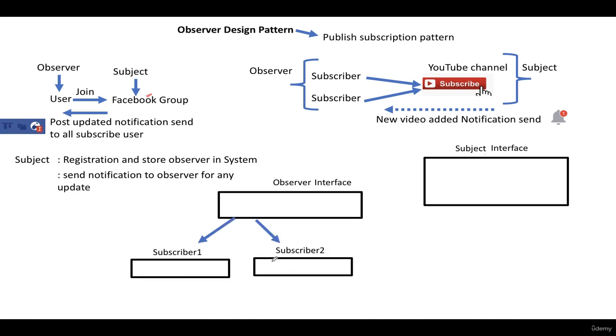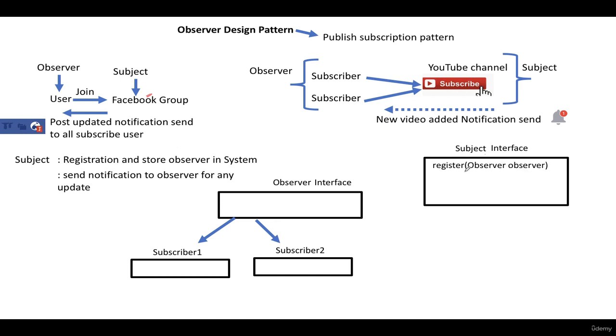These subscribers are nothing but the derived classes. So the subscriber class will implement the observer interface and correspondingly implement all those methods that are present in the interface. Basically the interface has the methods and all the subscribers will implement those methods. Similarly, we have the subject interface. As we've seen, the responsibility of the subject is to do the registration of all the observers.